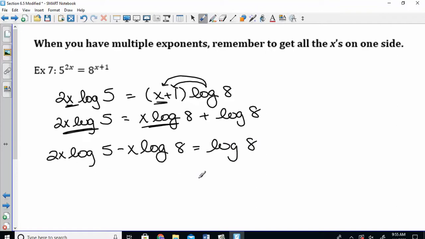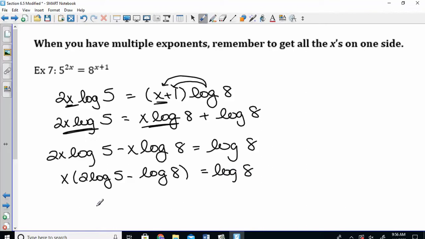If both of these have an x, we can't actually combine them because log 5 and log 8 are not like terms. But what could I do then? Divide. Step before that, we're going to divide. Before I actually divide it, what do they both have? Take out the x. And then we're going to divide by that whole thing.